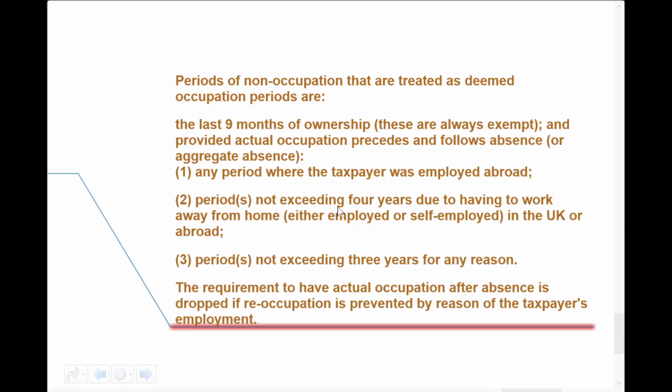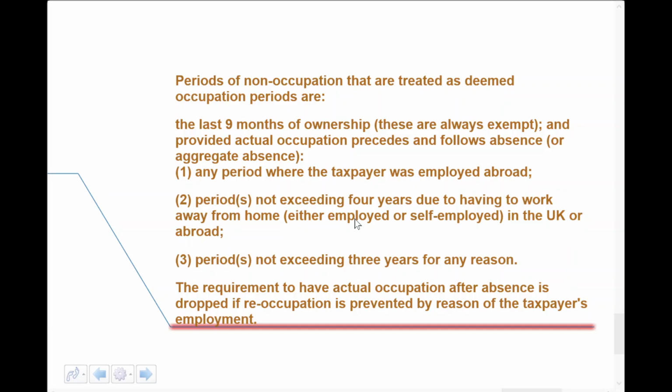Next one, periods not exceeding 4 years due to having to work away from home, either employed or self-employed, in the UK or abroad. Outside of that, period 3, a period not exceeding 3 years for any reason at all. Now, in terms of what's important here, memory. We have to rote learn these.